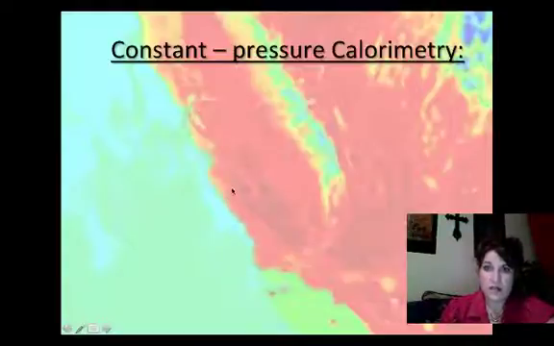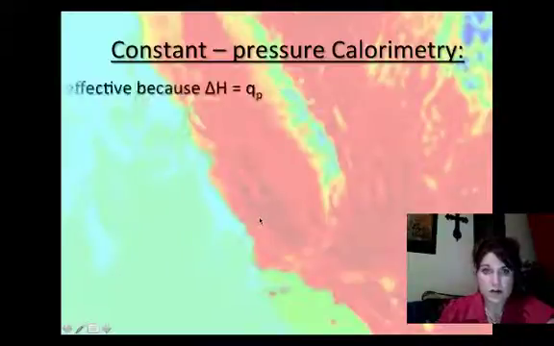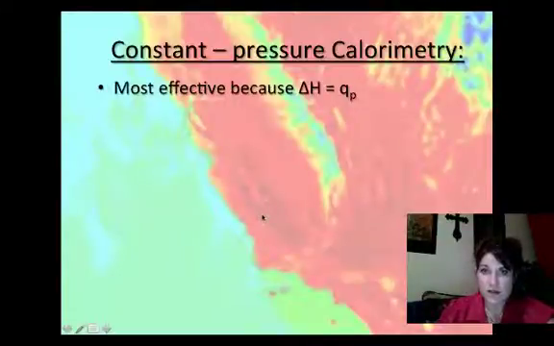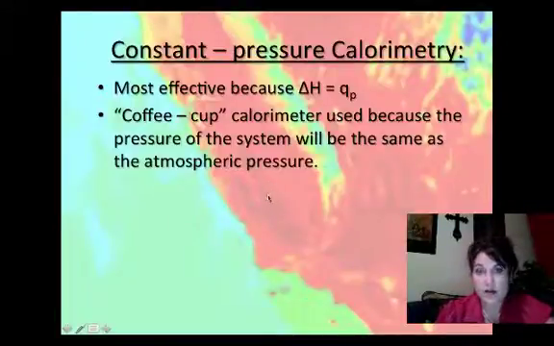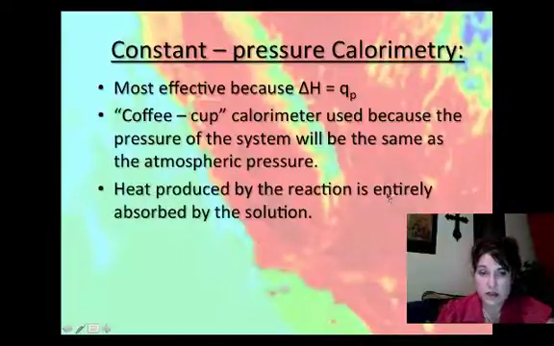One of the easiest kinds of calorimetry experiments to conduct are those that are at constant pressure. These are effective because the enthalpy change is equal to the heat change when we're at constant pressure. So the device we use is very inexpensive. It's a styrofoam coffee cup calorimeter. It's used because then the pressure of the system will be the same as atmospheric pressure. We can look up atmospheric pressure that day and we know exactly what we're dealing with.